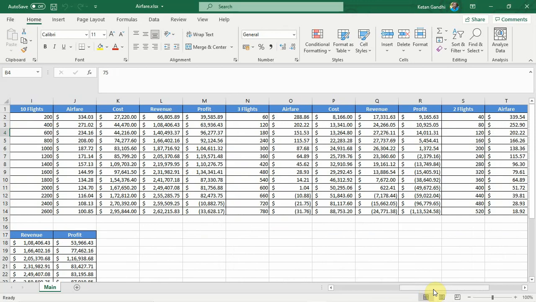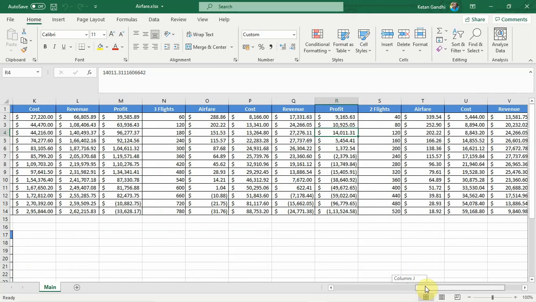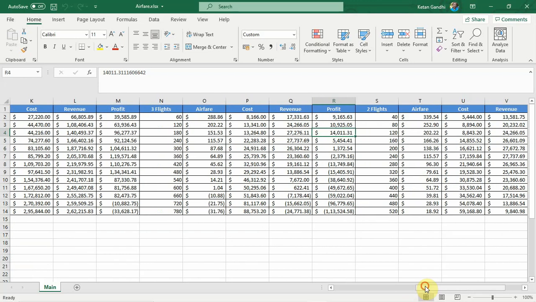If you look at the calculations via the airfare, the airfare, cost and revenue, the airfare is 151.5, that's $152. This would be the maximum profit the airline would be generating if they are going to fly 3 flights per day with a 75 seater aircraft.